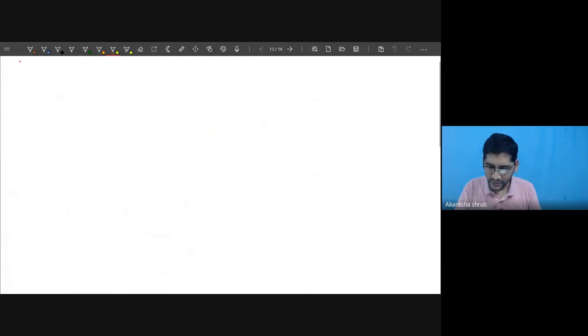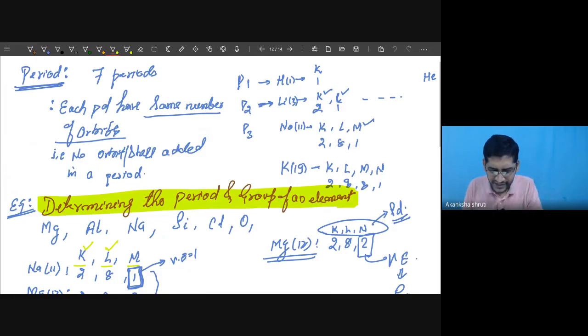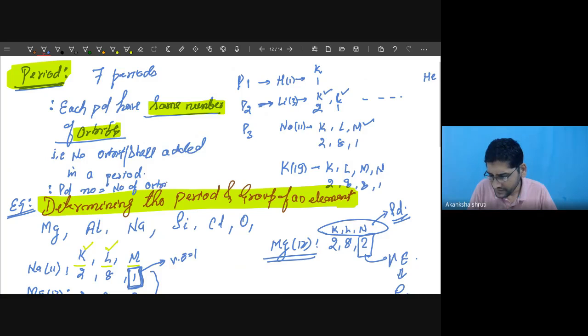Now the last thing we are going to write is about the trends. Students, here we have understood, or we are writing, about the period. In our period, the number of orbits is the same, and this orbit number gives the period number. So no orbit or shell is added in the period. Each period has the same number of orbits, and the period number is the same as the number of orbits. This we have learned.